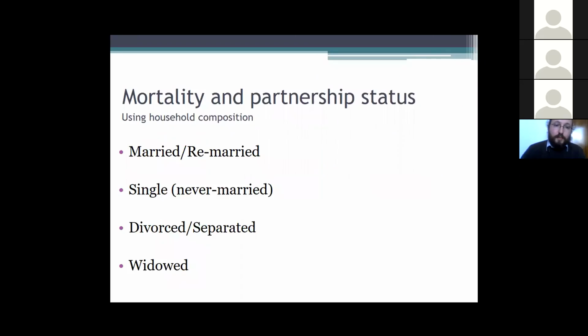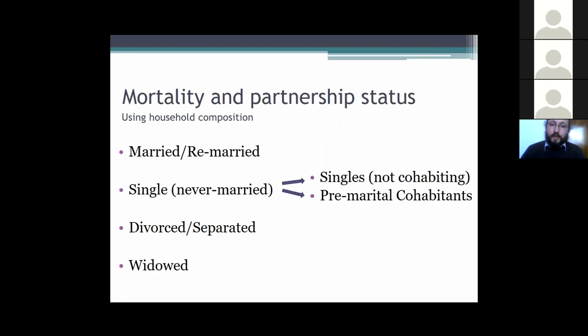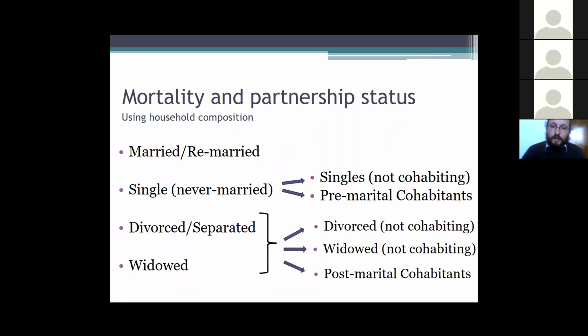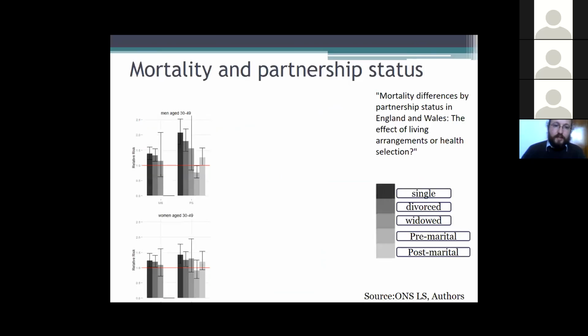In the next step, we formed our partnership status variable, for which we used the household composition variable, and took the single never married group and split them into singles that are not cohabiting and premarital cohabitants, and we took the divorced and widowed and also split them into not cohabiting and post-marital cohabitants. And so we did the same analysis, now with the partnership status instead of the marital status.